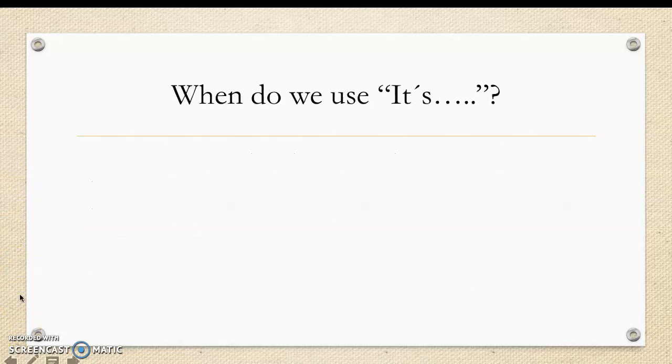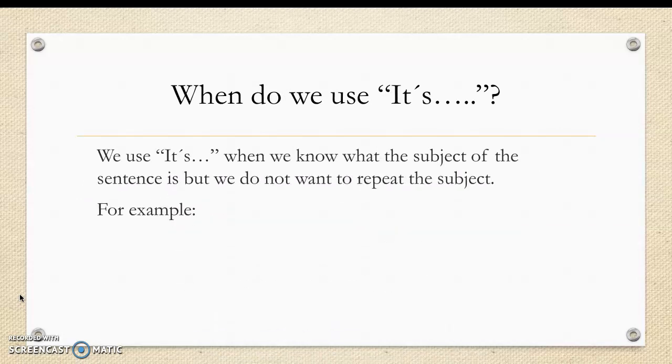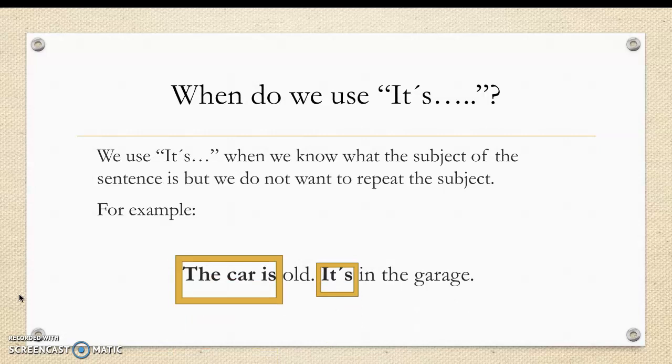So the question is, when do we use its? Let's take a look. We use its when we know what the subject of the sentence is, but we don't want to repeat the same subject. For example, the car is old, it's in the garage. We know the subject is the car, but we don't want to repeat the word here. So we say the car is old, it's in the garage, not the car is old, the car is in the garage. So it is used instead of the car when it's one object.